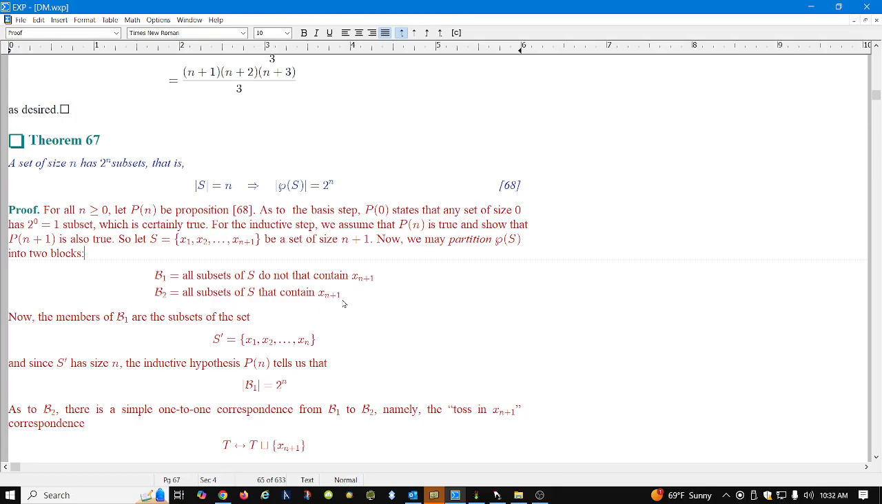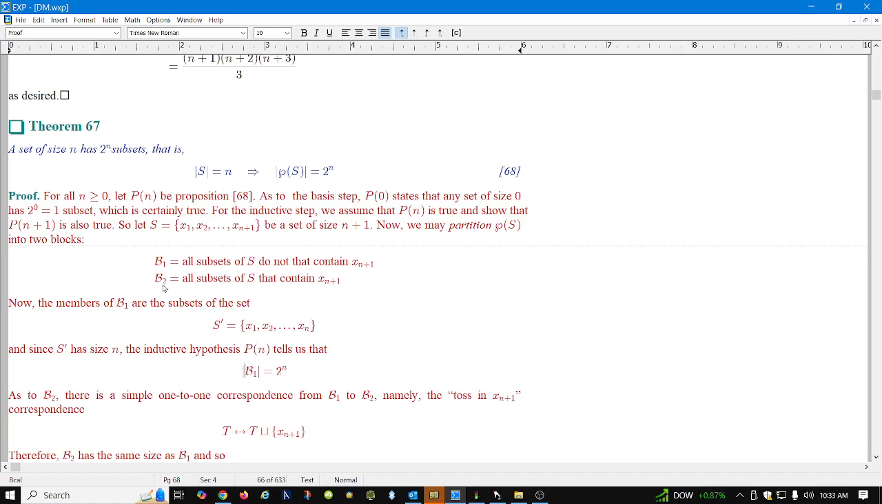Well, the reason for doing this is we're trying to use the inductive hypothesis that P of n is true. And that applies directly to B1, because B1 is the set of all subsets of this set, with x sub n plus 1 tossed out. And that has size n, and so the inductive hypothesis tells us that B1, the set of all subsets of S that don't contain x sub n plus 1, has size 2 to the n.